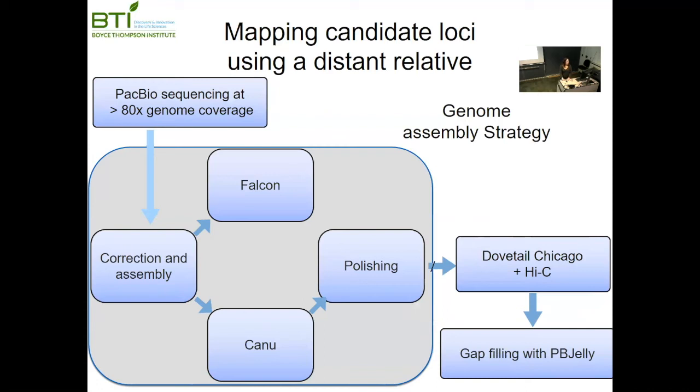And then we took that polished assembly, and we sent that off to Dovetail to do Hi-C and also their Chicago libraries. And that was magical because whenever we got that back, it was chromosome length assembly. So we basically have our assembly in 12 pseudomolecules. Once we got that back, then we just did a little bit more work to fill in gaps, because the Hi-C will create gaps in the genome, which are just Ns. So you can take your PacBio reads and again map them, and sometimes you can span those gaps and fill in the missing sequence.